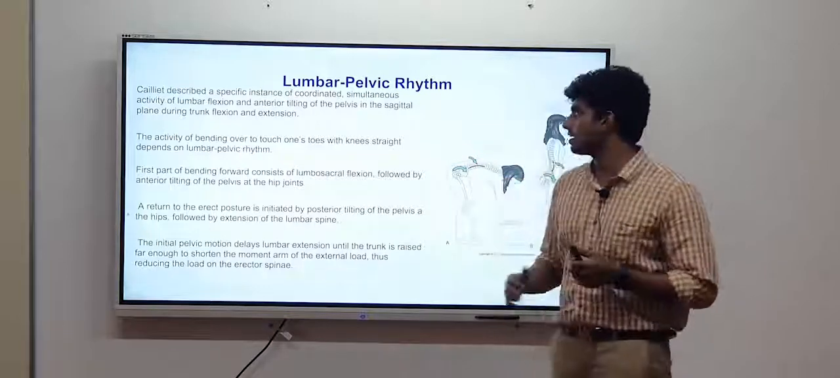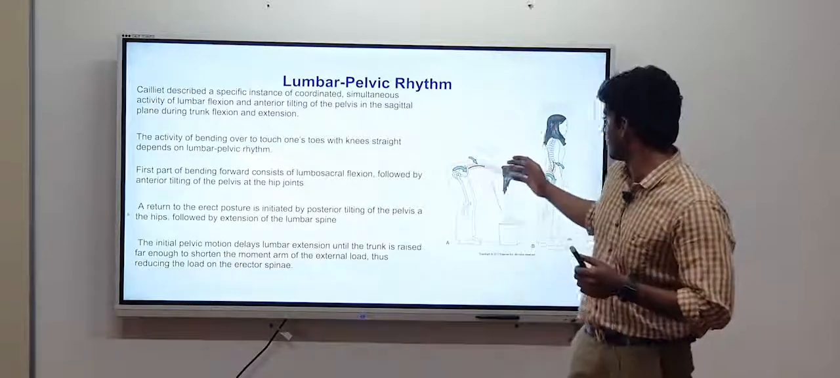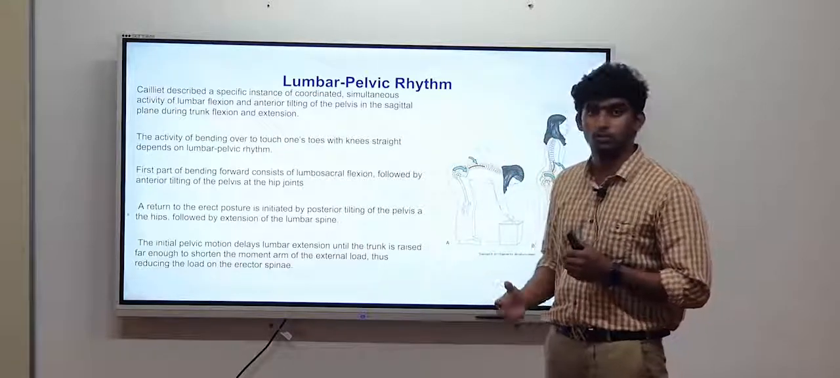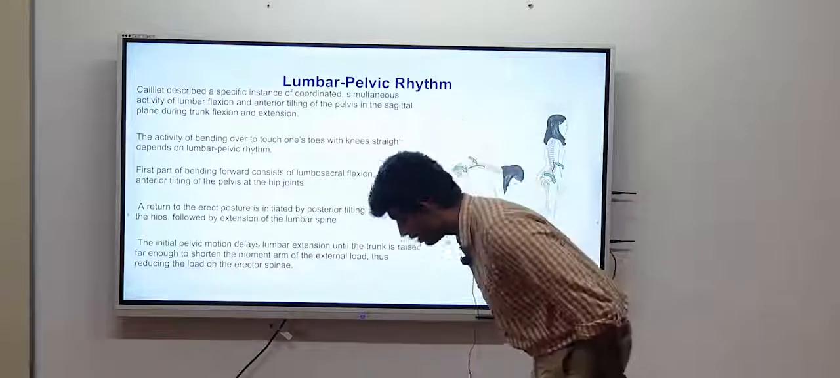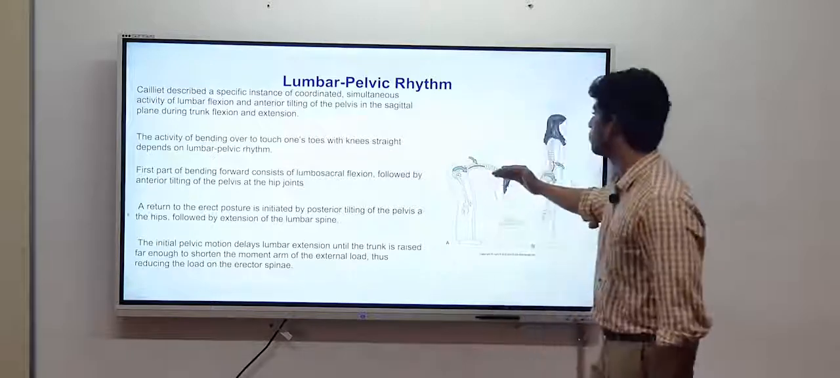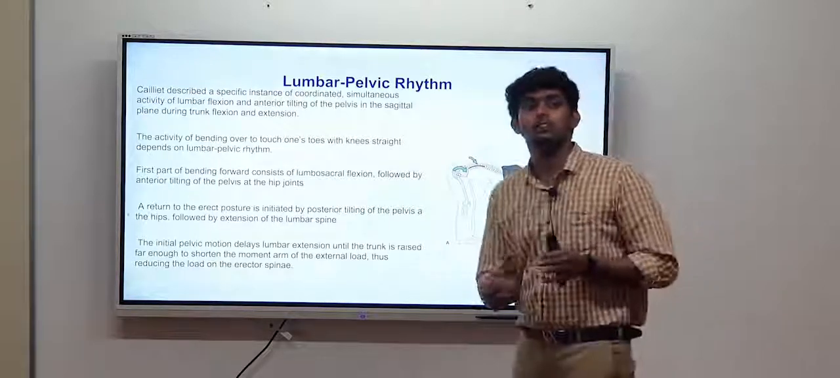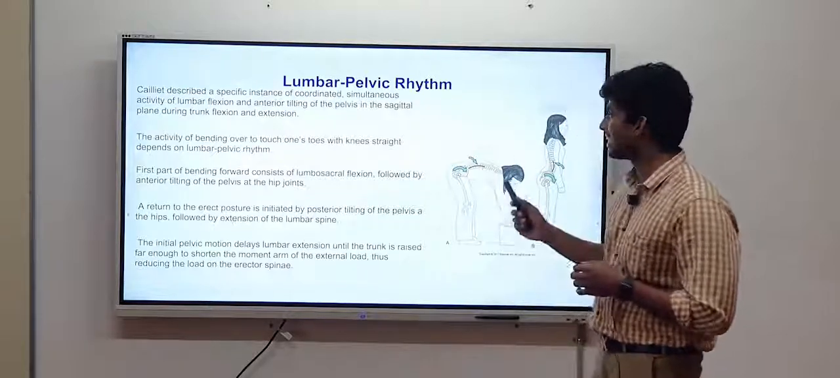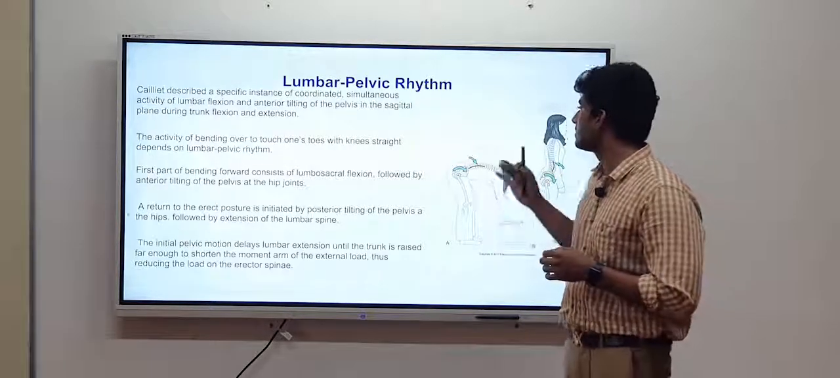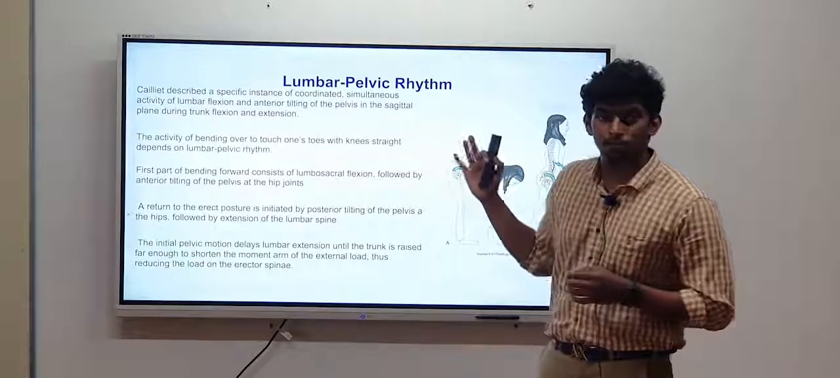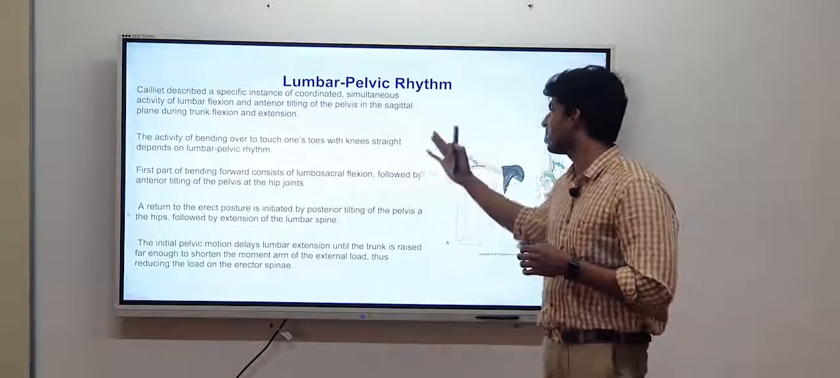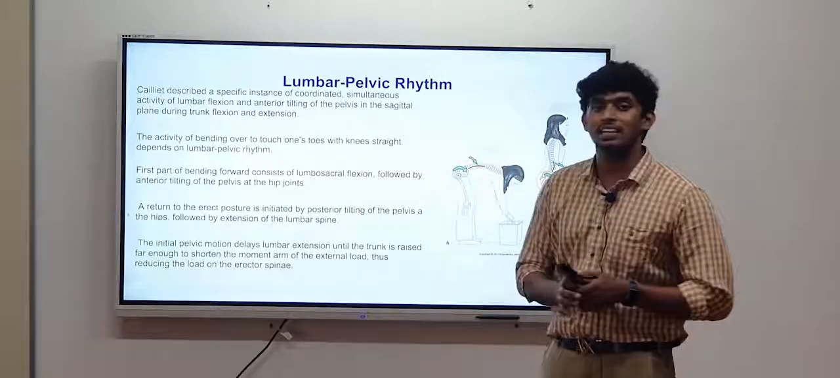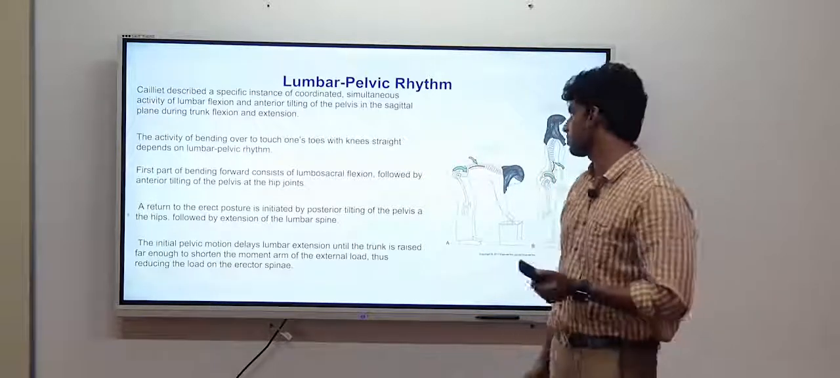So it is suggesting that if a lumbar movement has to happen, so if you are bending forward, along with the lumbar movement, anterior tilting of the pelvis also occurs. Caillet described a specific instance of coordinated simultaneous activity of lumbar flexion and the anterior tilting of the pelvis in the sagittal plane during trunk flexion and extension.